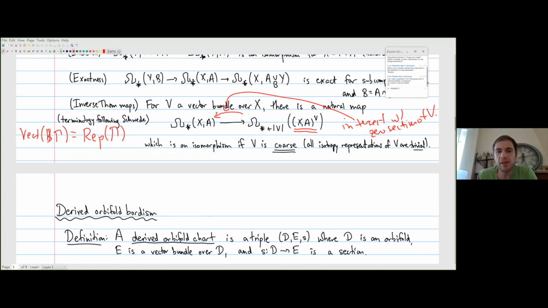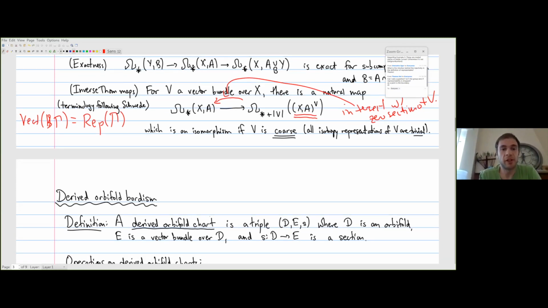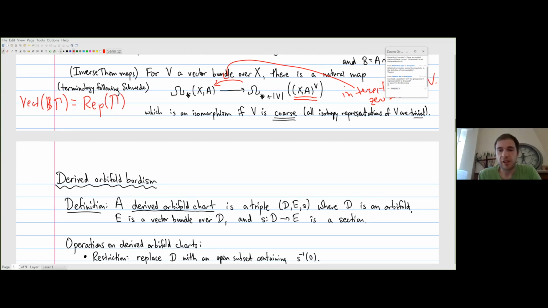And we think about this as a presentation of the zero set of S. So for example, if I decide I want to just throw away parts of D over which S is non-zero, that doesn't matter. It's somehow, for all intents and purposes, the same object after doing that. So that's this first operation here, restriction. That just means replacing D with an open subset which contains the zero set of S.